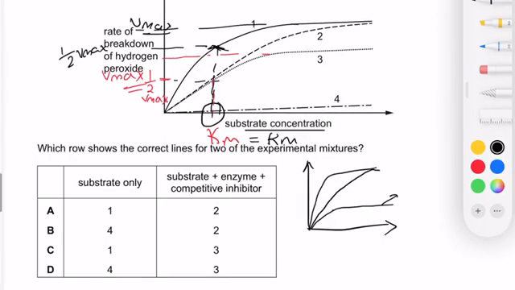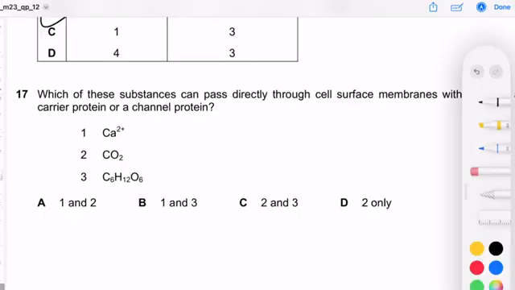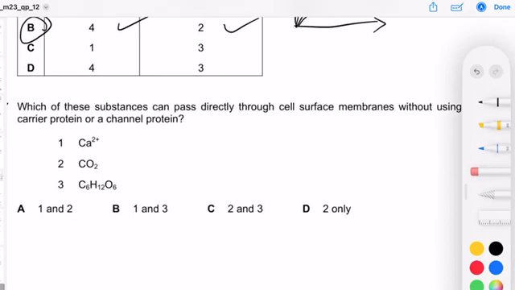And so let's see what they want for this question: which row shows the correct lines for the two experimental mixtures? Substrate only, it's obviously 4 because it doesn't look like there's actually much breakdown going on. So I would say it's 4, but substrate and enzyme and competitive inhibitor, we've established that it's 2. So that is B. Okay, so which of these substances can pass directly through the cell surface membranes without using a carrier protein or a channel protein?